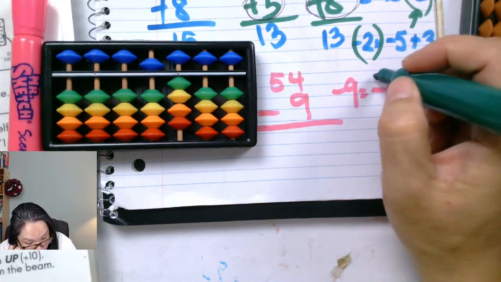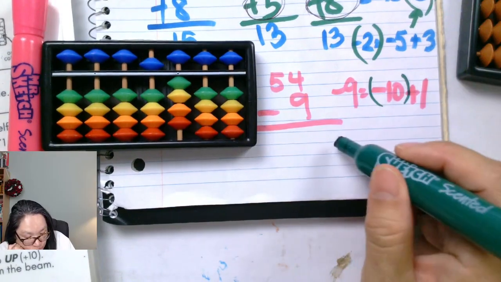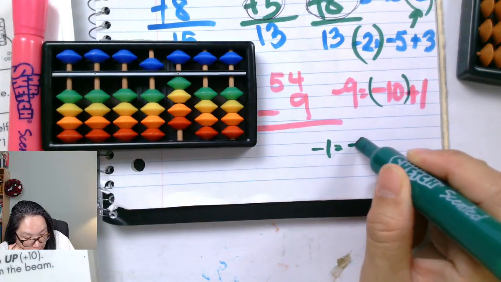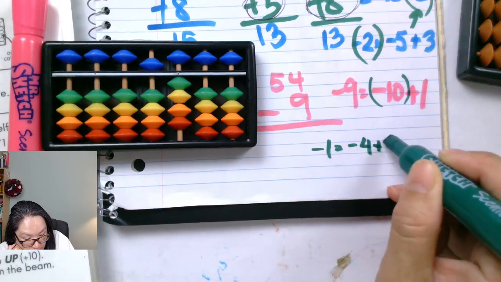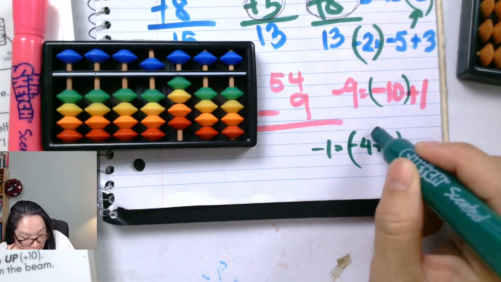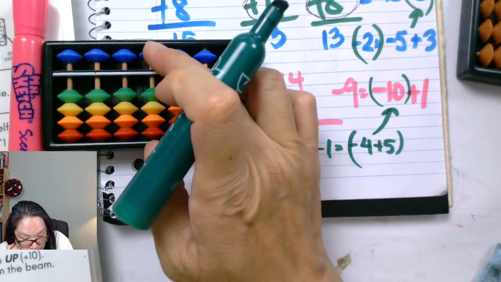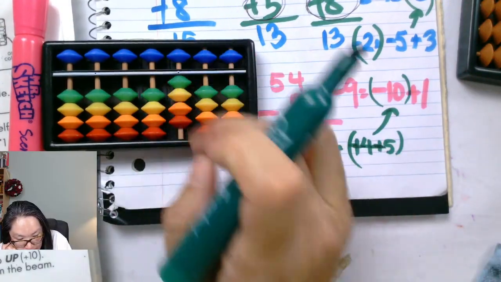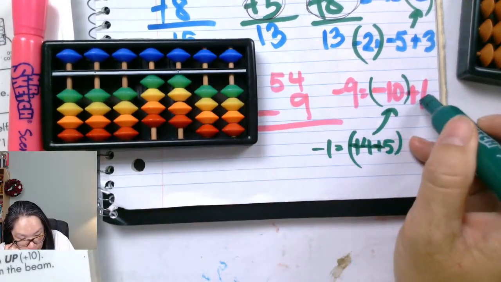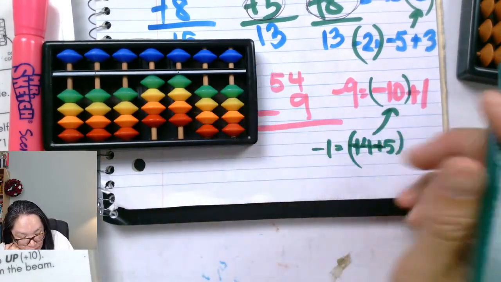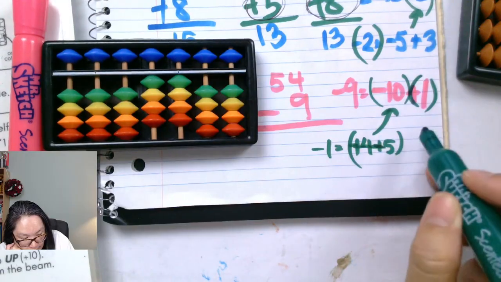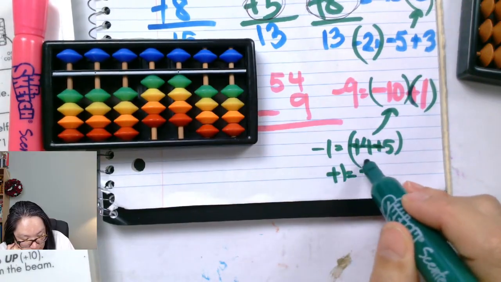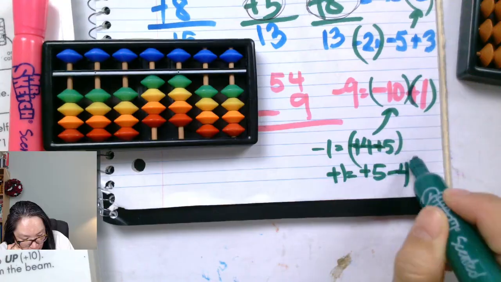So this, what do? Minus the 1 is equal to minus the 4 plus the 5. That goes to here. Minus the 5 plus the 4. There we go. And then this one, I need to plus the 1. Can I add the 1? No. I need to plus the 1 is equal to plus the 5 minus the 4.